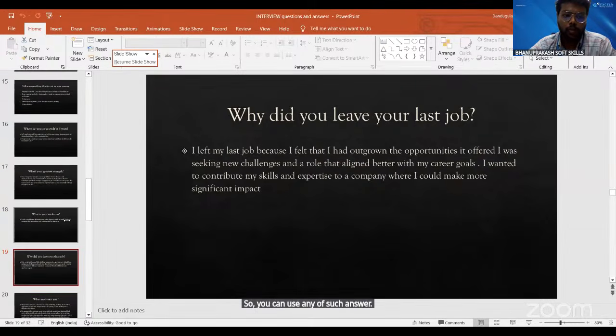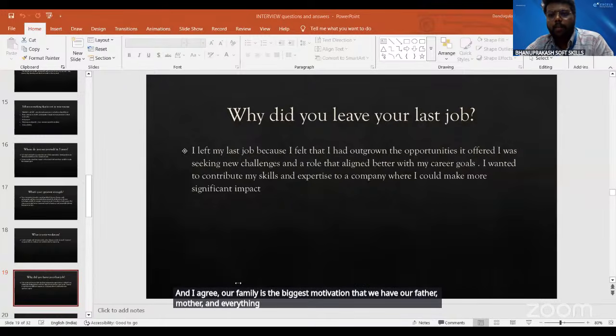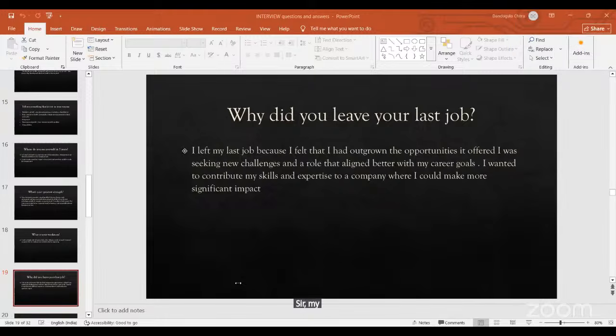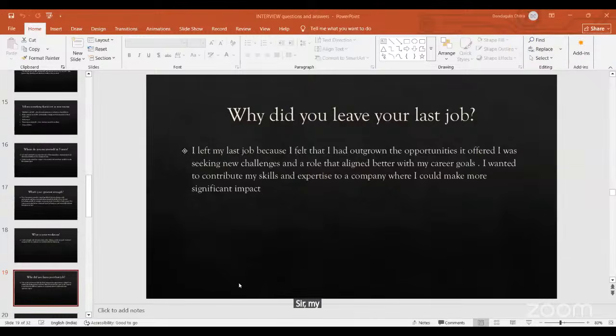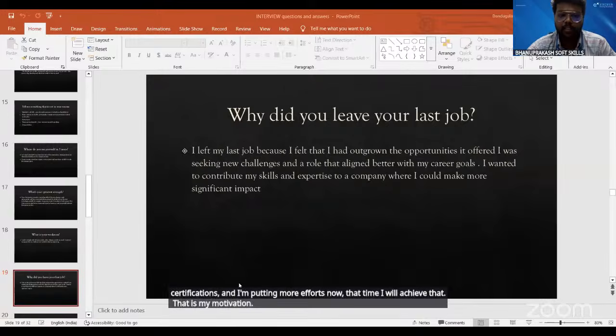And the next question to you, what motivates you? And I agree, our family is the biggest motivation that we have, our father, mother, and everything. But normally, what motivates you other than that? Sir, my motivation is my hard work. I want to improve. My motivation is my small achievements, like when I get some certifications and put in more effort, that is my great motivation. Yes, that's a good answer to give.